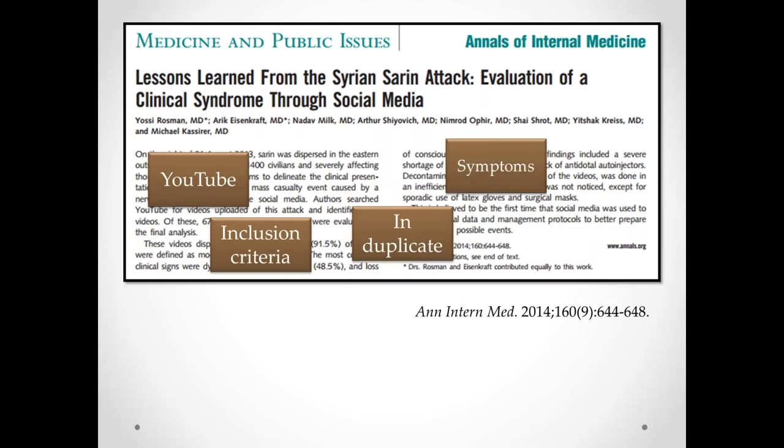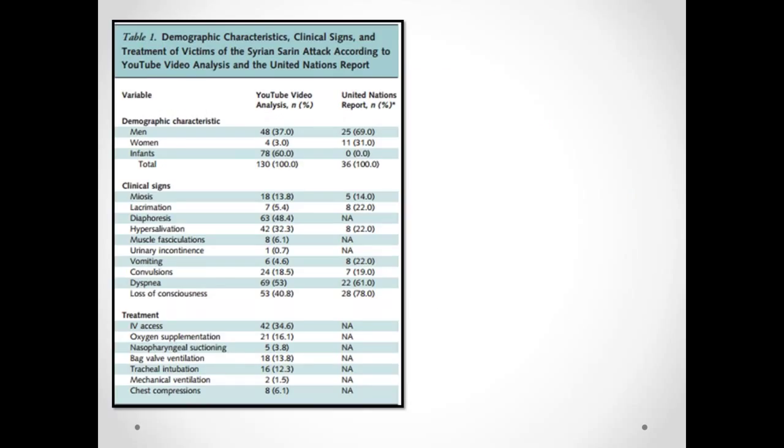They describe the symptoms of sarin exposure, and then they describe the preparedness efforts. You can see this was published in the Annals of Internal Medicine, a high impact journal with large reach and very large readership. This is just an example of the table from that paper, where it shows the demographics and the clinical signs and treatments of the people who were exposed.